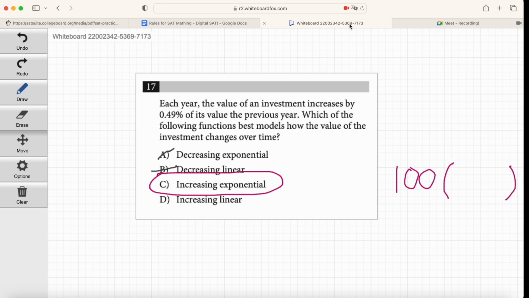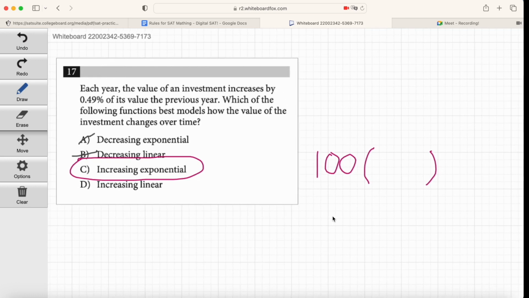Now, what would you be multiplying by here? Some students might think, well, it's 100 times 1.49. That's a little bit tempting. But that would be a 49% increase every year, and we're not dealing with a 49% increase here. We're dealing with a 0.49% increase. Does that make some sense? So remember, what you're putting in parentheses, what you're multiplying by, is going to be 1 plus the percent increase. What does 0.49% look like?